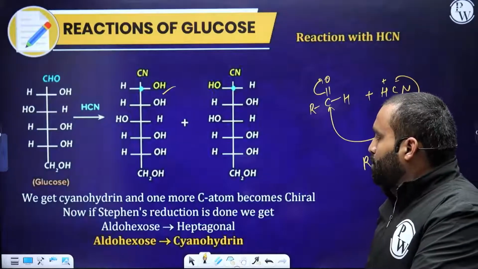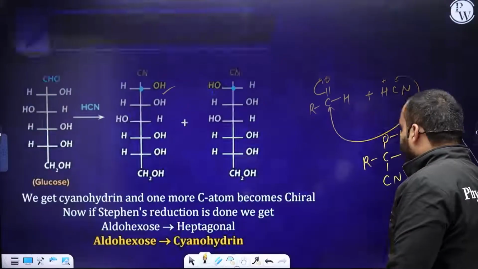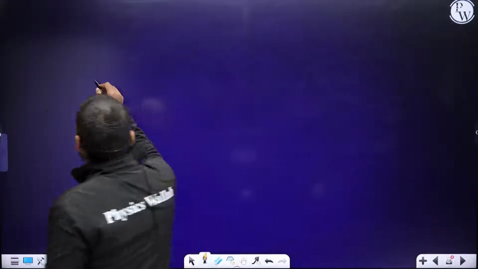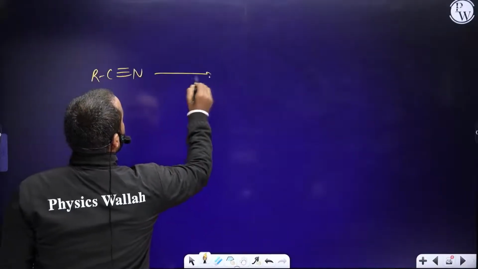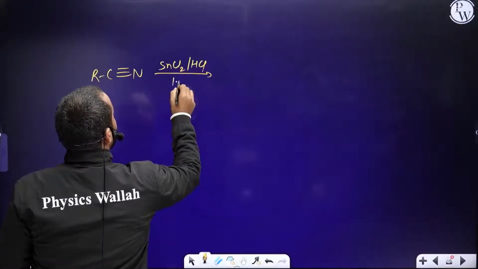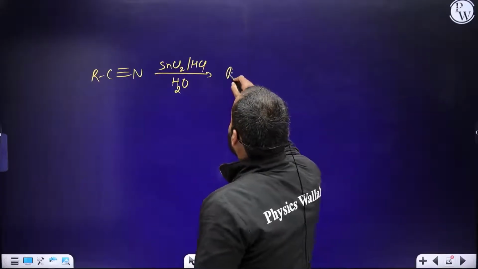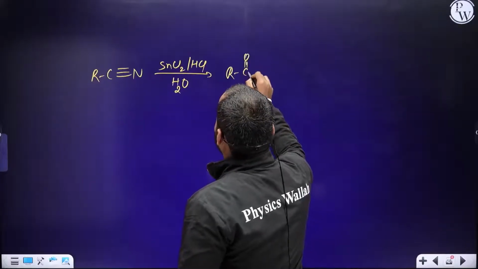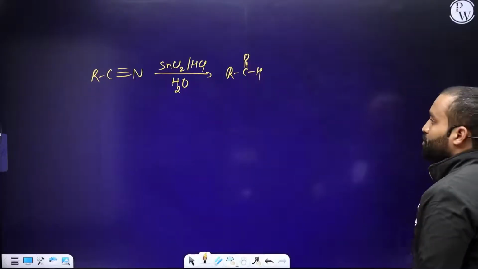Now if I do a Stephen reduction, and if you do not know what Stephen reduction is, let me help you. Starting with R-C triple bond N, reacting it with SnCl2 in the presence of HCl and then finally adding water, this gets turned into an aldehyde. When I do this reaction, it is known as Stephen reduction.